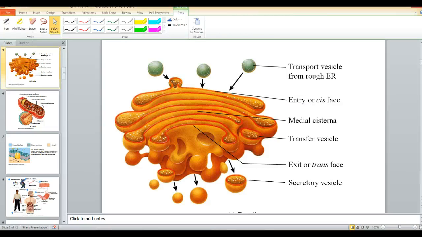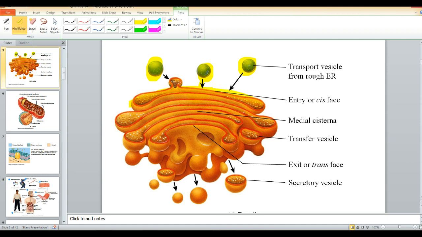Next structure is the Golgi apparatus, also known as the Golgi bodies. As we can see, these are just a series of curved sacs, membranous sacs stacked on each other. But what's really important is that they had a nickname that you may have learned in Gen Bio. We call them the packaging house. Basically what happens is material from the rough ER, these vesicles right here, are going to enter the Golgi apparatus.